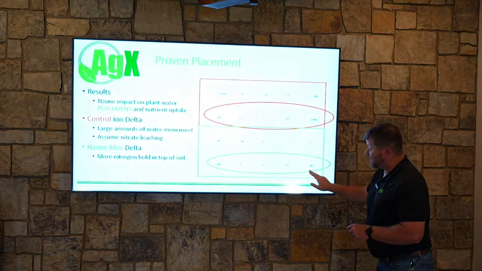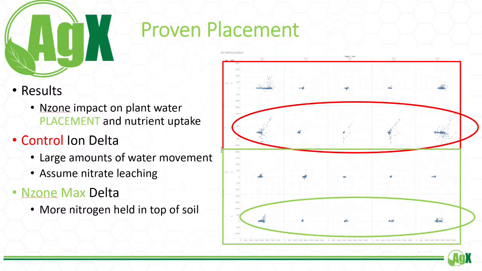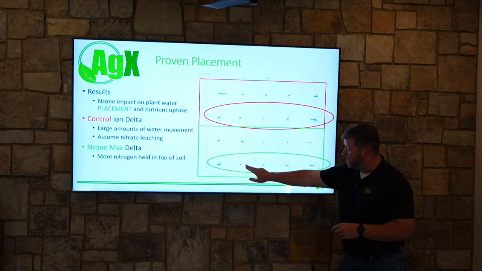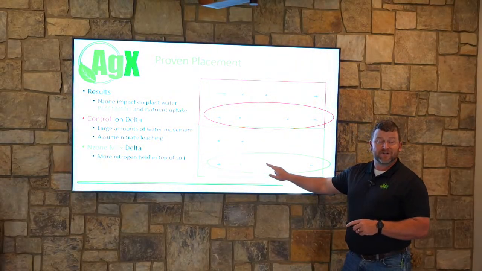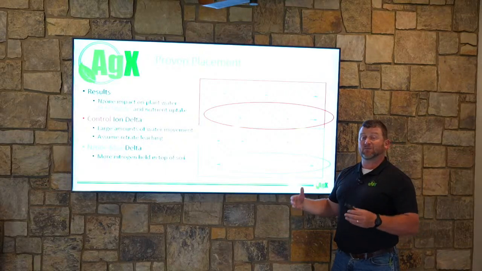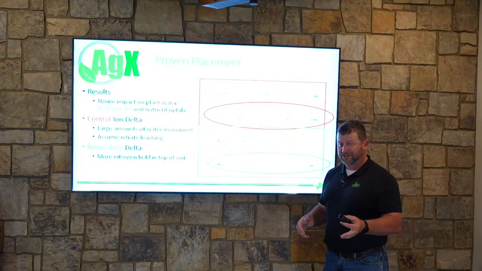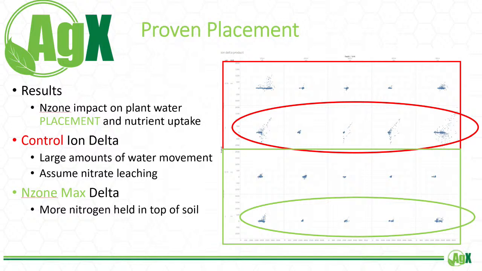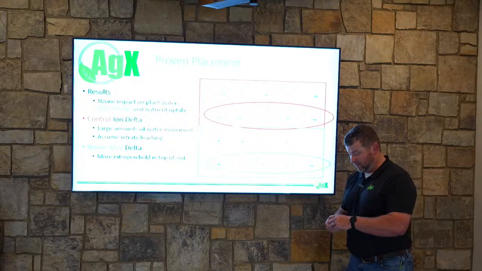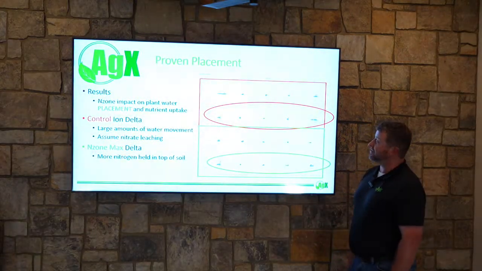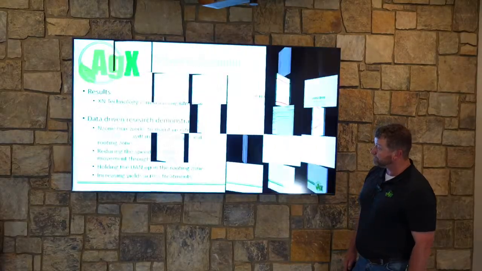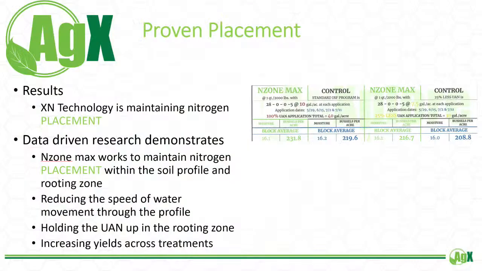When we compare that to the end-zone max, once we get past that 10 centimeters, so this is 4 inches right here, we're getting to 8 inches, we're about a foot right there. We see very few changes, which tells us that we're helping to hold your nitrogen investment right where your plants need to utilize it, and we're not losing your investment in the bottom then percolating out past that rooting zone itself. So what does this tell us then?